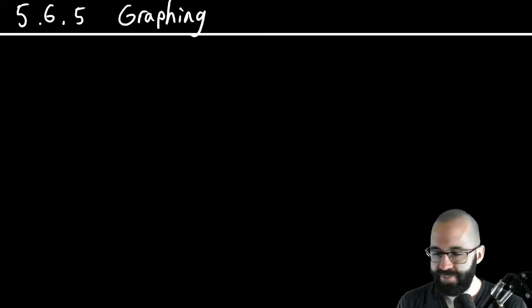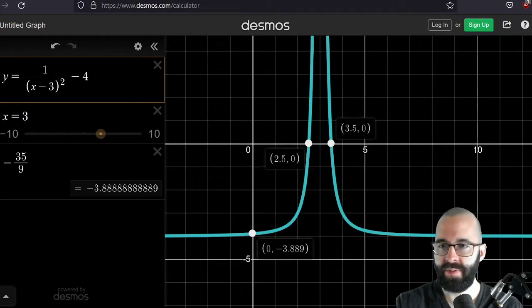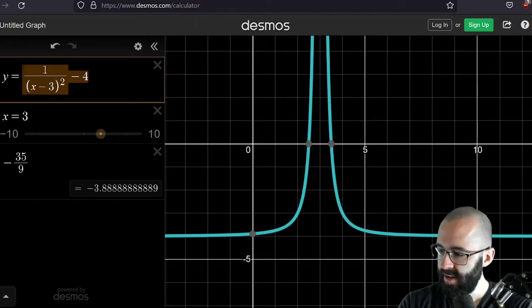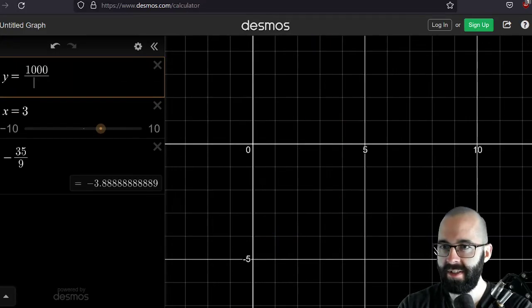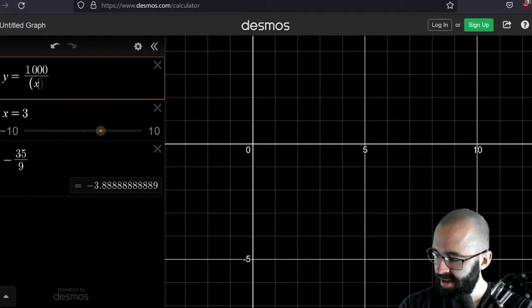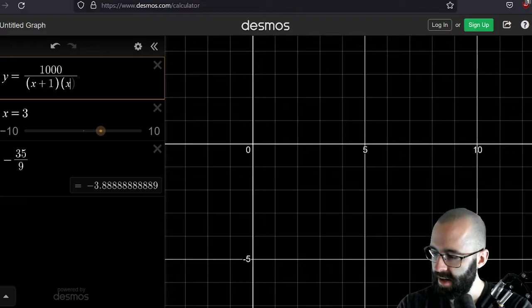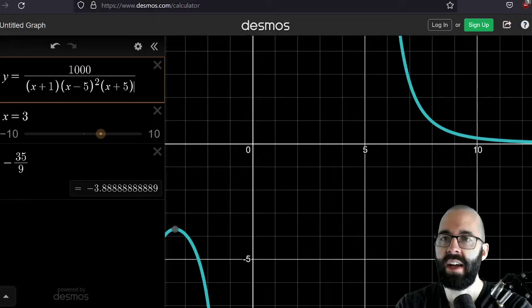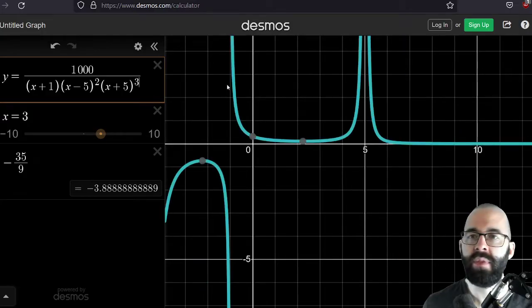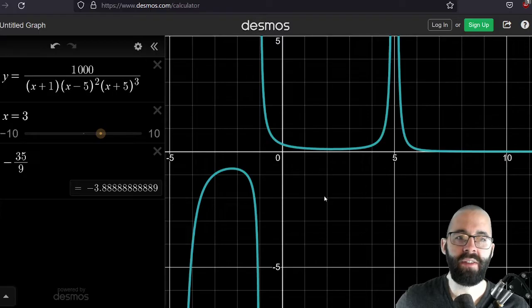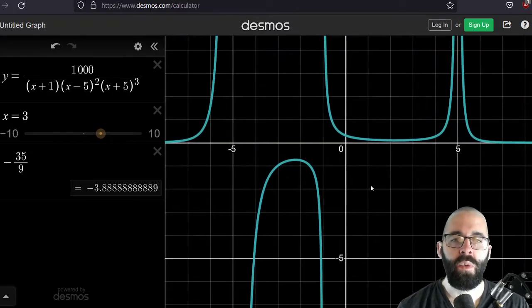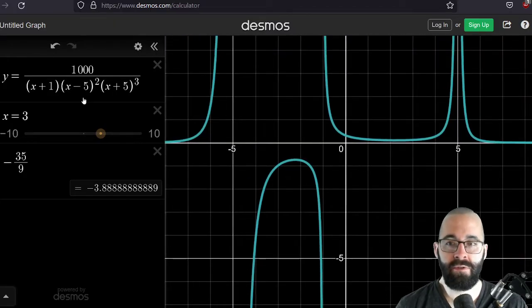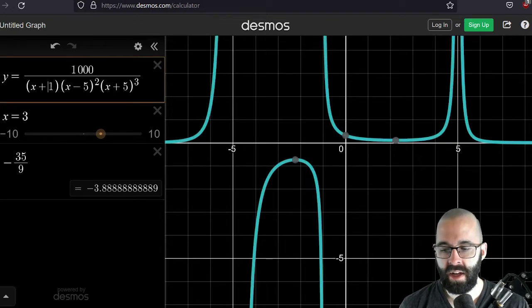All right, so let's tab over real quick and look at this function. Let's look at the function 1000, go big or go home, divided by x plus 1 times x minus 5 squared times x plus 5 cubed. And so, we know some things about these functions now. We know the end behavior. We know that there are vertical asymptotes at -1, 5, and -5.